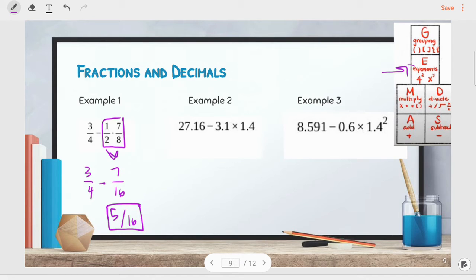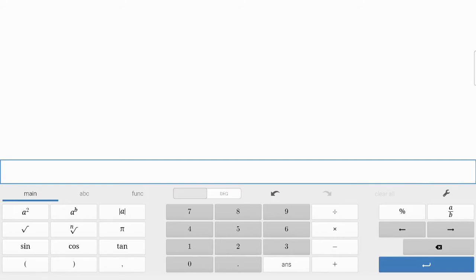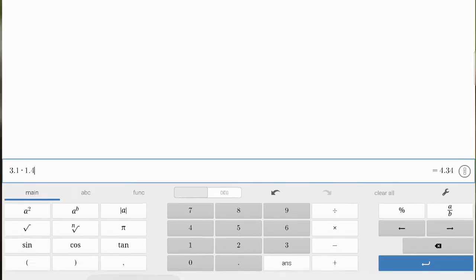Same type of operations are going on. I've got subtraction again, I've got multiplication, no grouping symbols, no exponents. So I'm going to go straight to multiplication. Do not subtract first. Make sure you multiply first. So I'm going to do my multiplication, 3.1 times 1.4. 3.1 times 1.4, and I get a grand total of 4.34.